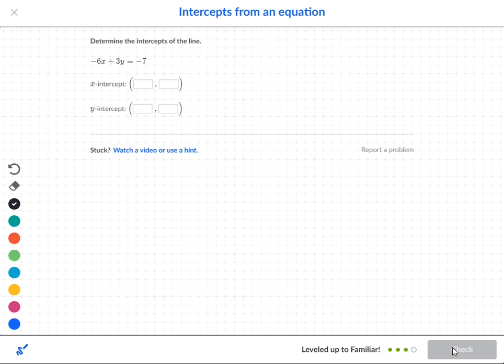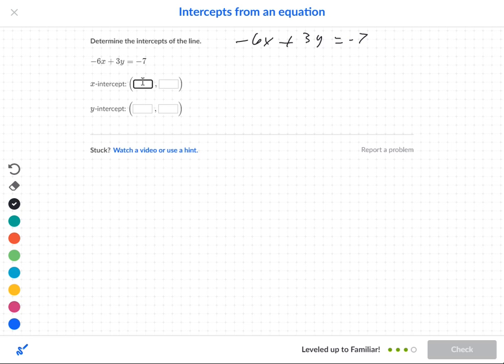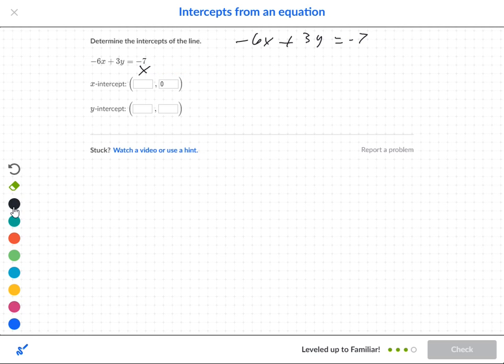Okay, next one, you have negative 6x plus 3y is equal to a negative 7. And we're going to do our x-intercept first. So I'm going to put a number in for the x, but the y itself is going to become 0. So there's my x, and there's my y. So I want to find the x-intercept. So I'm going to say negative 6x plus 3 times 0. So again, that y will become 0. So negative 6x plus 3 times 0 is equal to a negative 7.